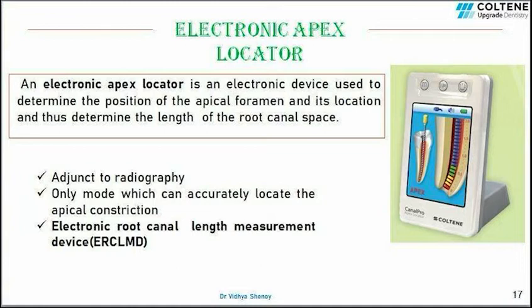So coming to electronic apex locators, this mode of working length determination is gaining a lot of popularity among clinicians these days. This technique has to be used as an adjunct to radiography. At least one preoperative radiograph must be taken so that we get an idea of how the anatomy of the root looks like. And this is the only mode which can accurately locate the apical constriction. There is no other technique for working length determination that will give us the accurate location of apical constriction. It is also known as electronic root canal length measurement device.